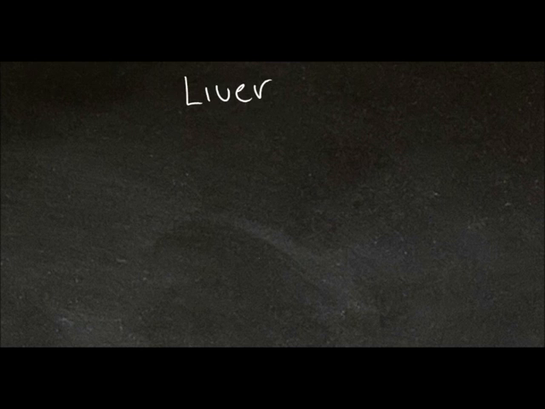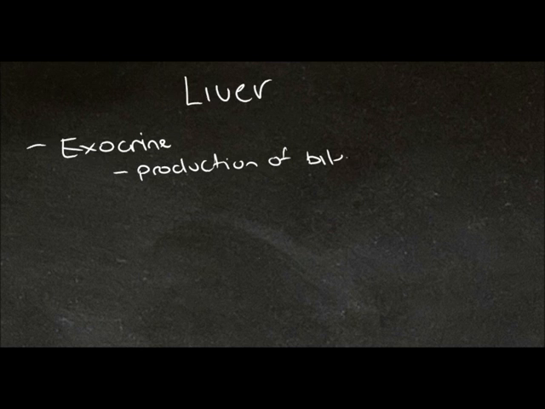Today I'm going to take you through the structure of the liver. The liver is an endocrine organ, an exocrine organ, and also a metabolic organ. Its exocrine function is the production of bile. Bile aids in the digestion of lipids.